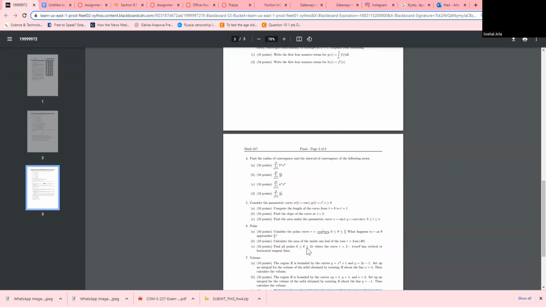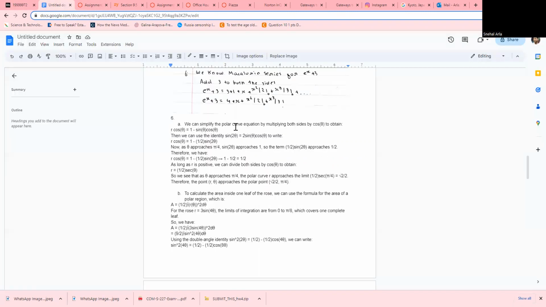And coming to 6. Consider the polar curve r equals 1 over cos theta plus sine theta, 0 to pi. What happens to r as theta approaches pi by 4? So we can simplify the polar curve equation by multiplying both sides by cos theta. Then we can identify sine 2 theta equals 2 sine theta cos theta. We know that r cos theta equals 1 minus 1 half sine 2 theta.